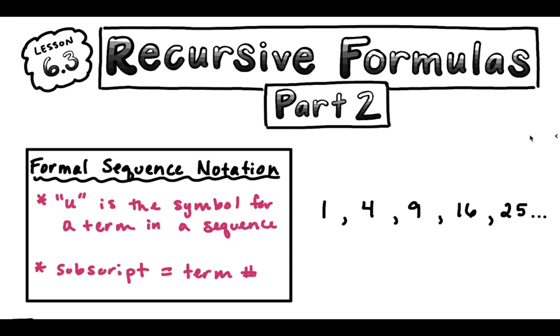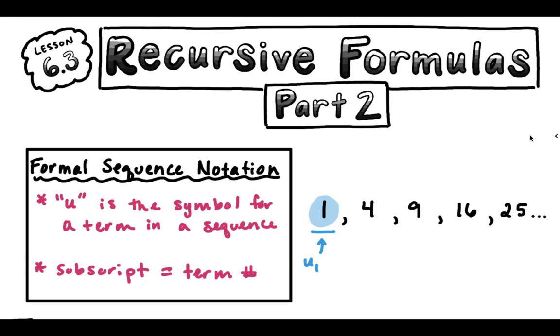Okay, so let's look at this sequence here. 1, 4, 9, 16, 25, and so on. The first term in this sequence is 1. So if I wanted to write this with a symbol, I would say that it's u for a term, and then the subscript is 1 for the first term. Okay, and I would pronounce this little guy u sub 1. So I say u, and then sub, meaning subscript, and then I say what's in the subscript. So u sub 1 means u with a subscript of 1.